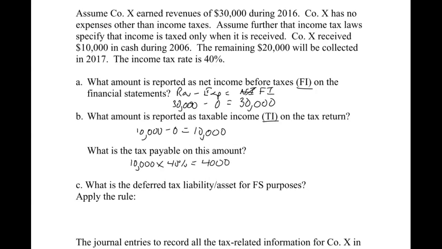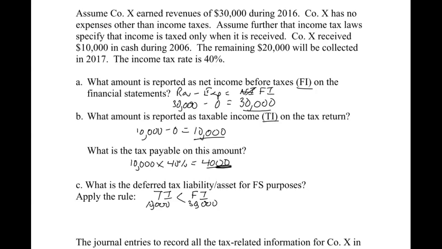So we see here we have 30,000 financial income, 10,000 taxable income. Remember the rule we talked about in the first video. We're comparing taxable income to financial income. Taxable income is 10, financial income is 30. So we can clearly see that taxable income is less. Let's walk through this. If taxable income is less, that means we're paying less now. We're only paying 4,000 right now. If we're paying less now because of a temporary difference that we expect to reverse out in the future, that means we will pay more in the future when that reverses out.